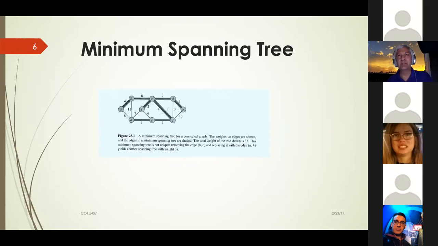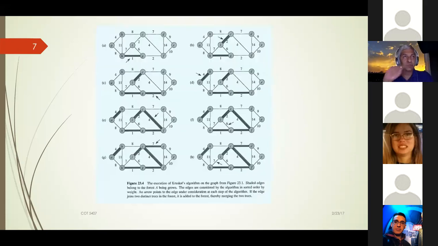The first one is called Kruskal's algorithm. You've probably seen this in your classes before. If this is your graph, you take all the edges, sort them in increasing order of weight, and then consider them one by one in that order of increasing weights. And if you can add it to the spanning tree without forming a cycle, go ahead and add it.